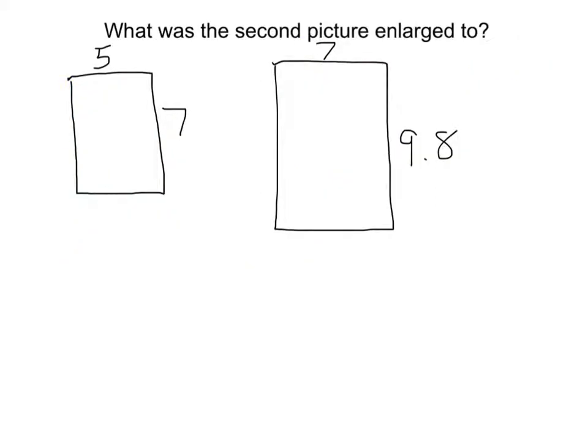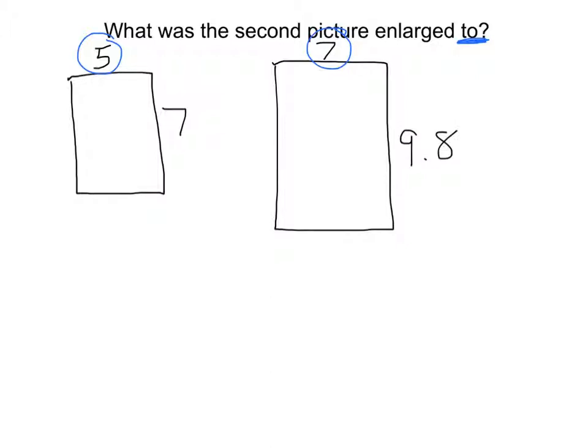Okay, so this is the other type of problem you're going to see with the reductions and enlargements. Sometimes they're going to give you both pictures, and you have to figure out how much it was changed by or to. In this case, it says, what was the second picture enlarged to? So what percent was it changed to get from the 5 by 7 to the 7 by 9.8? Now, I'm going to stick with the numbers the nicest. So I'm going to go with the 5 here and the 7 here. The 7 and the 9.8 would work, but it would be a little harder. The numbers aren't as pretty.